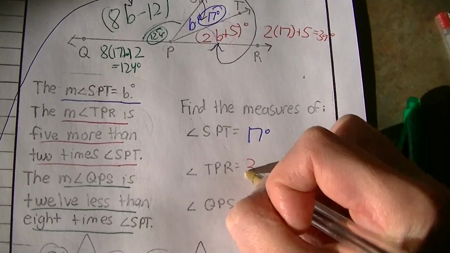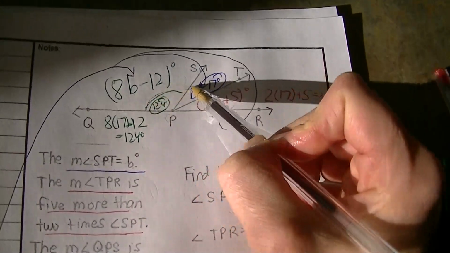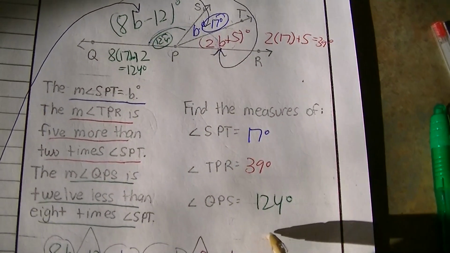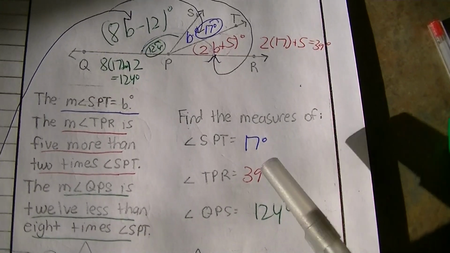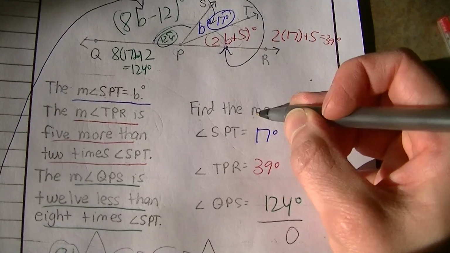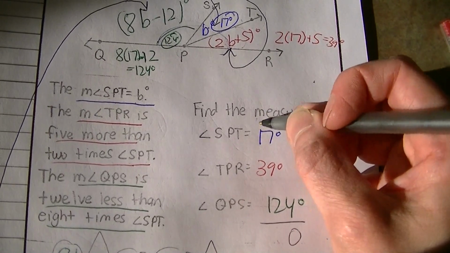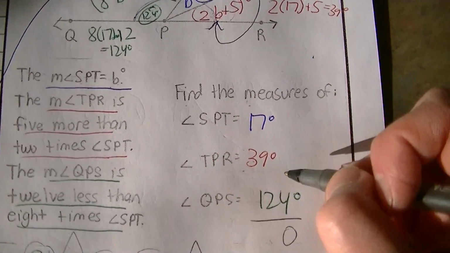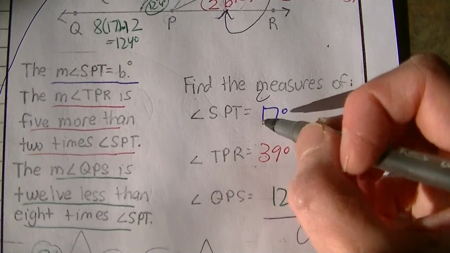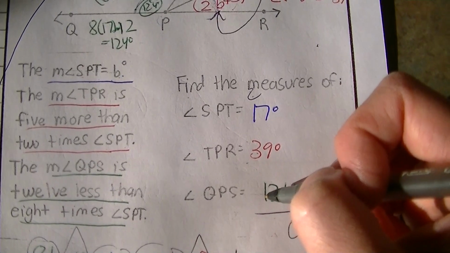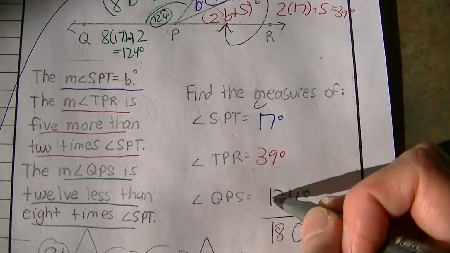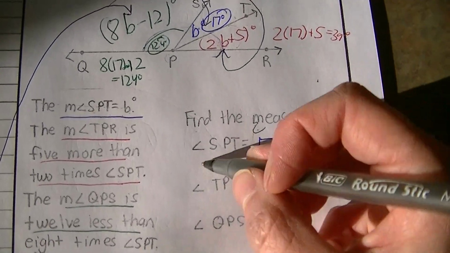TPR. So to make sure you're correct, since we see that there's just those 3 angles on a line right there, when I add all these 3 together, it should equal 180 degrees. And I think it does. Okay, good, 180 degrees. So these are the correct answers.